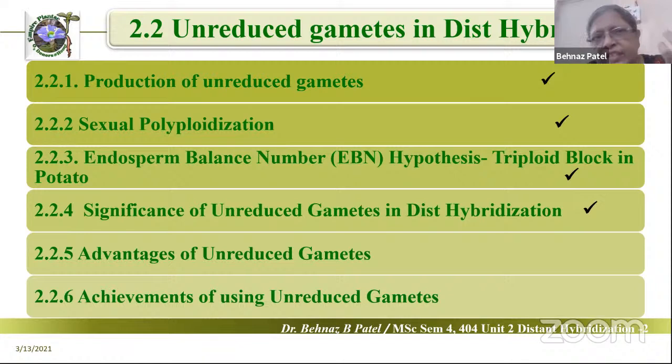Then we saw about parallel spindle and about restitution nucleus also, and also arresting metaphase 2 in the second meiotic division. So that is the way it could be produced. And when we are selecting the parents, we can have both the parents producing unreduced gametes, where both the parents are diploid and then manage to get a tetraploid. Or we could have just one of them producing an unreduced gamete. And in fact, we could get a polyploid plant through sexual reproduction, and therefore we call that sexual polyploidization.